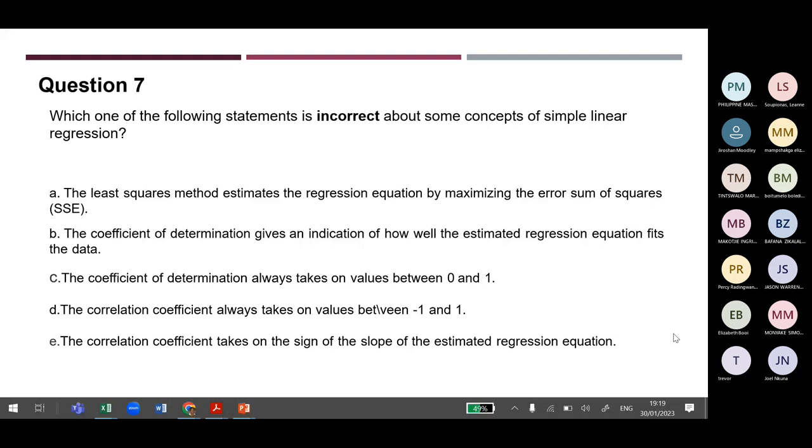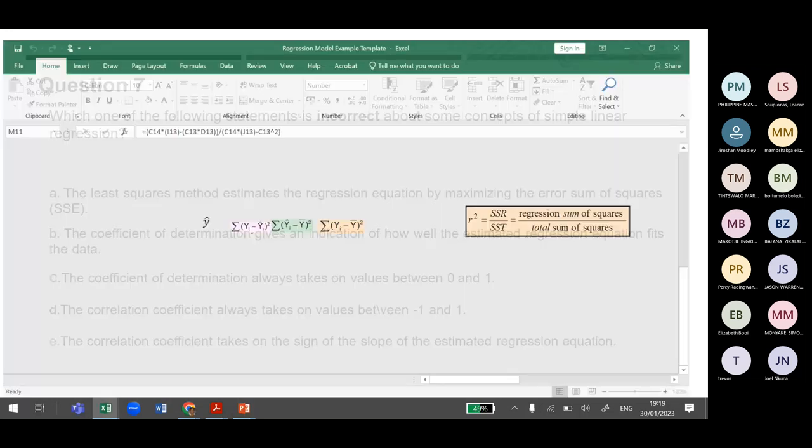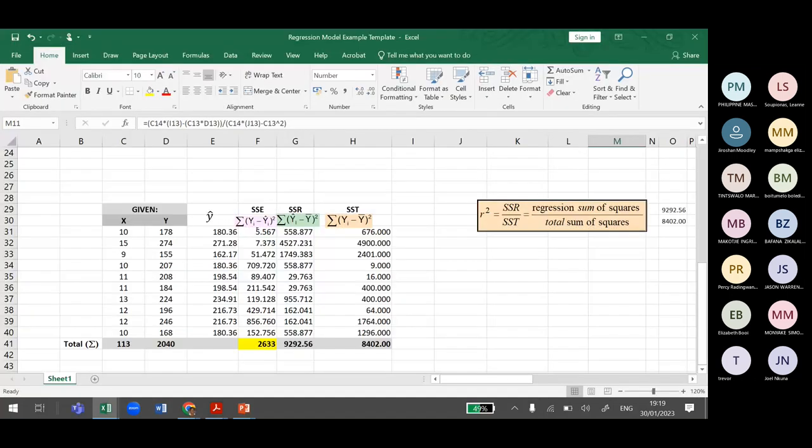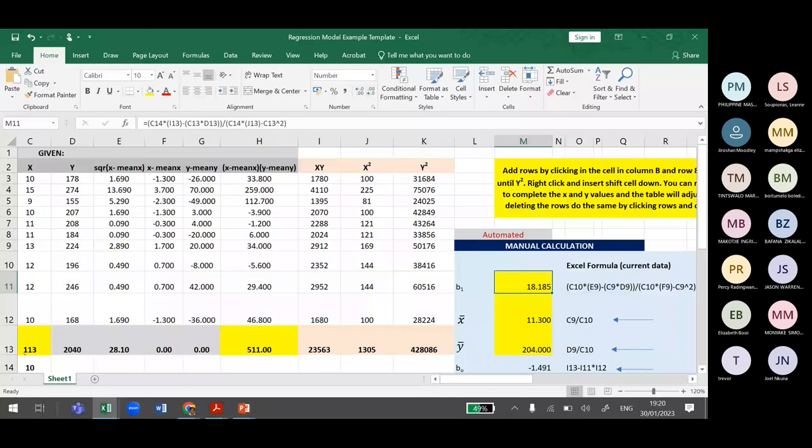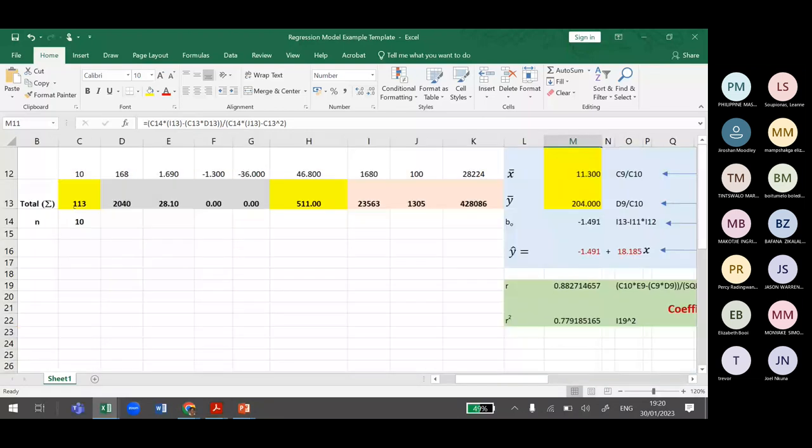So in terms of regression as well, we're going to use the templates. And this is the template that we're going to be using. It is the regression model example template. You will find it in the same folder where it has templates. That's where you will find the same. So it looks like this. It's a big Excel sheet that we're going to be using.